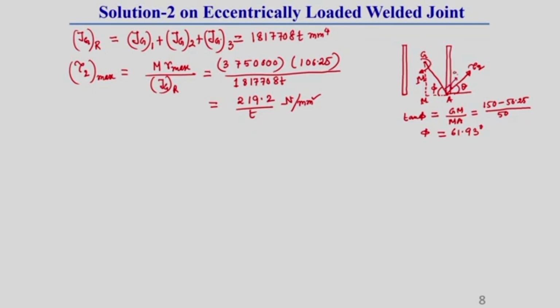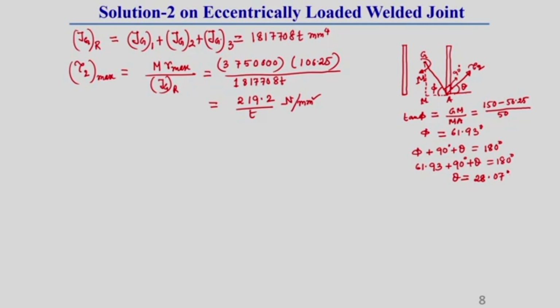So we can easily find out what theta is. You can say this is 90 degree, so phi plus 90 degree plus theta equal to 180 degree. As phi is given as 61.93, plus 90 degree, plus theta, we can easily find out theta. Theta here we are getting as 28.07 degree.